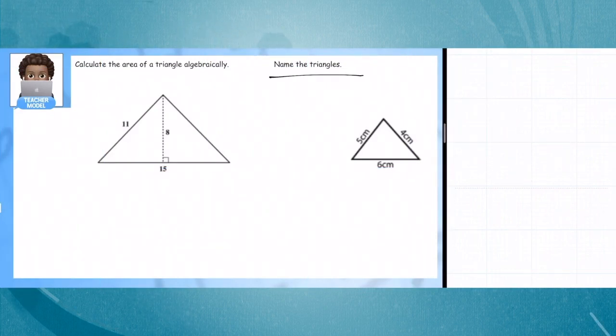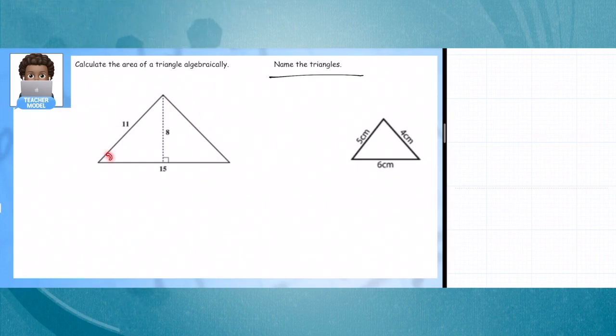Let's start by naming these triangles using information we have. So with this first triangle, I don't have this third side. I can see these two sides are different, so it's possible if this side is 11, it is isosceles. If it's anything else, it would be scalene. So I don't have enough information here.